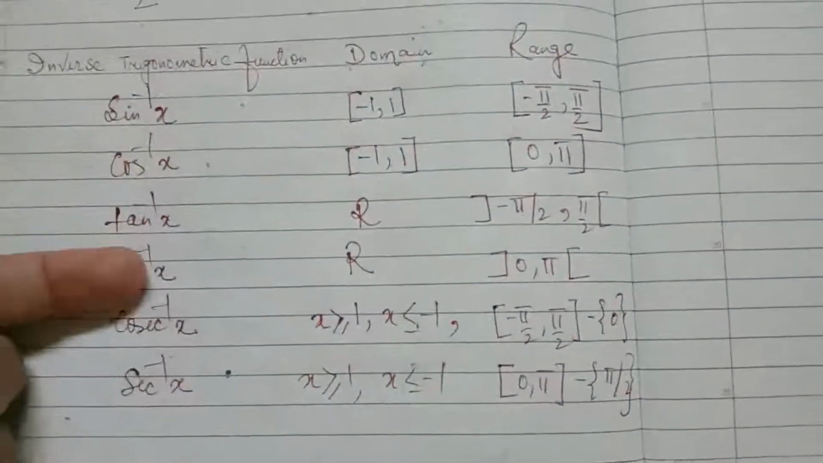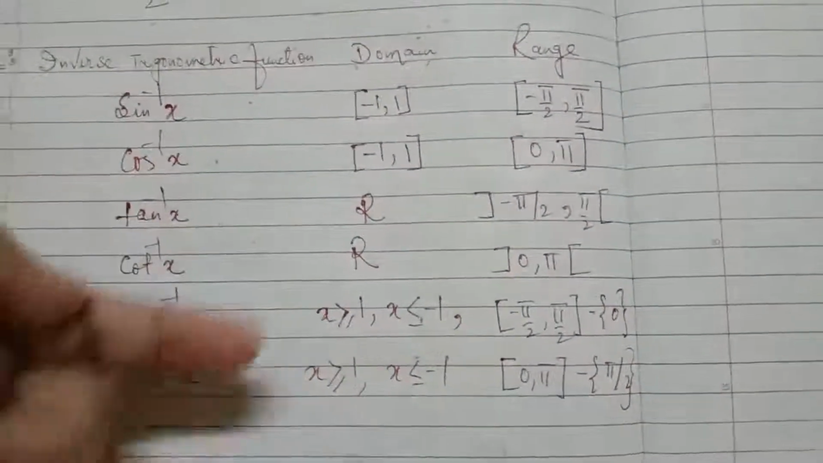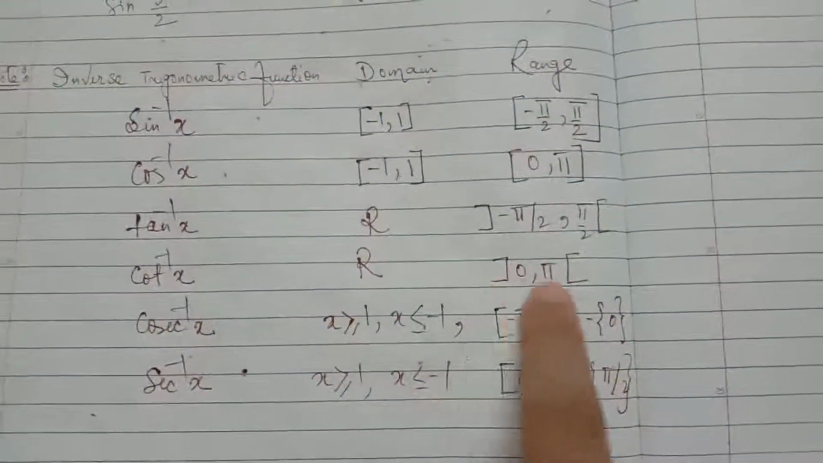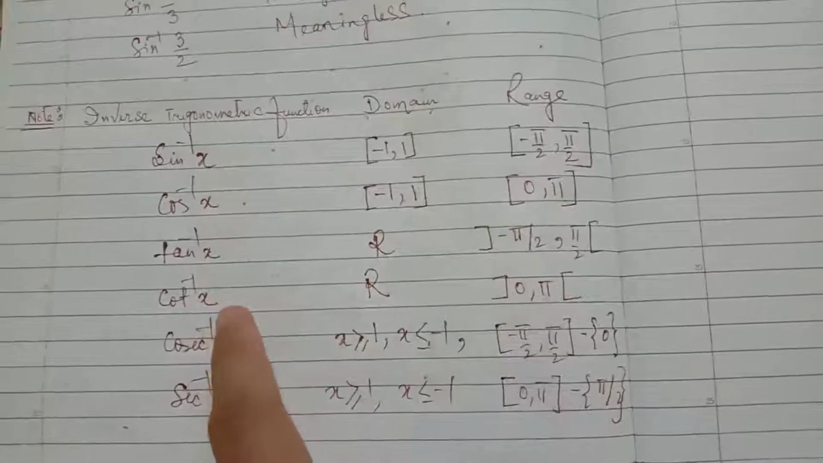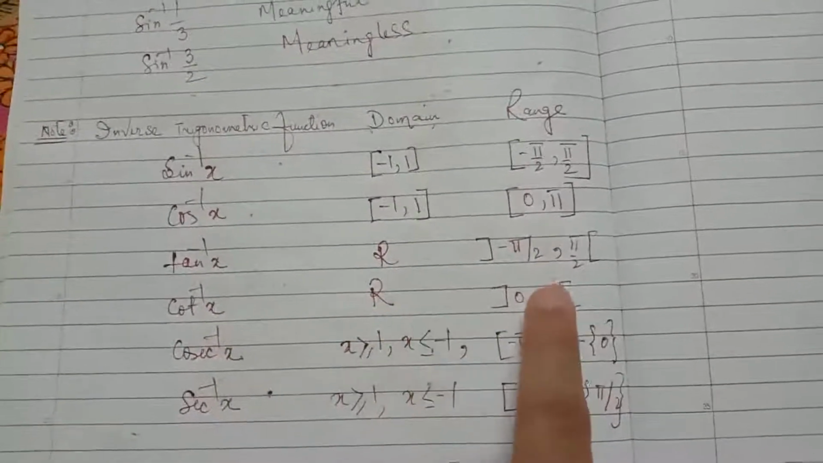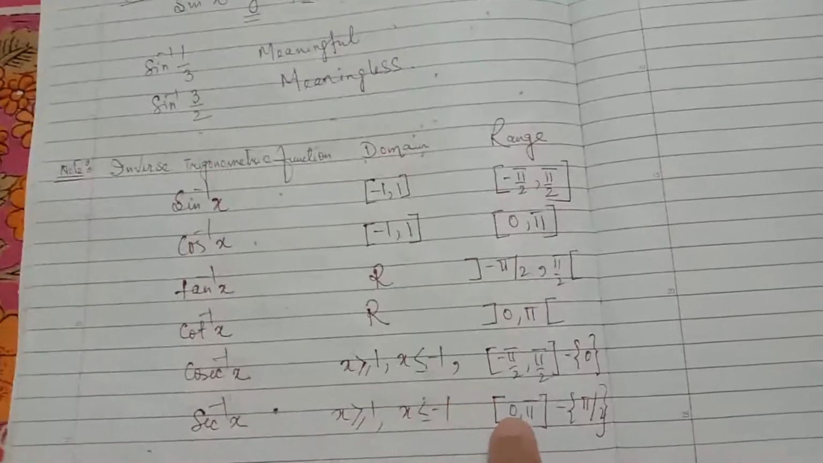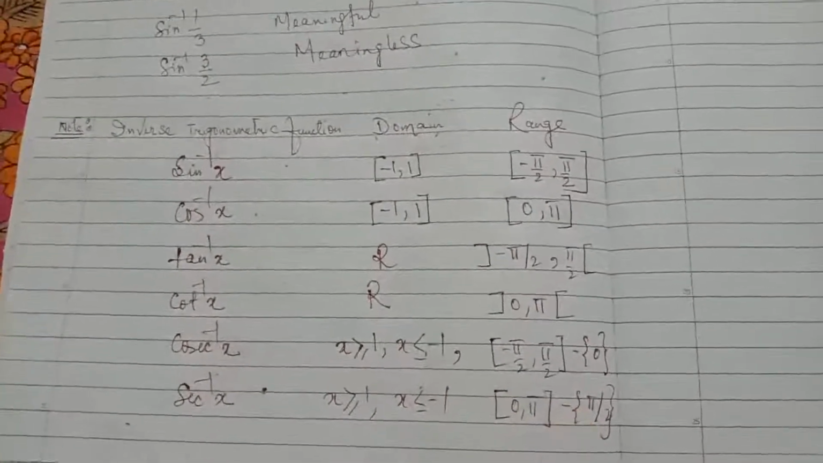And cos inverse, cot inverse, sec inverse, these three have same range 0 to pi. But here 0 and pi are not included. That is, cot inverse of x cannot be equal to 0 or pi. Sec inverse of x, the range is again 0 to pi, but cannot be equal to pi by 2.